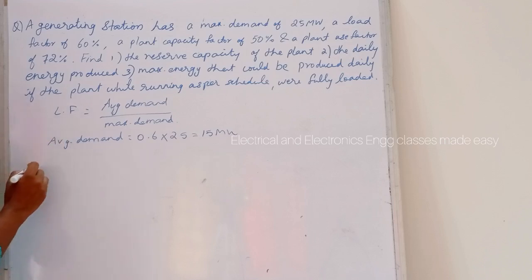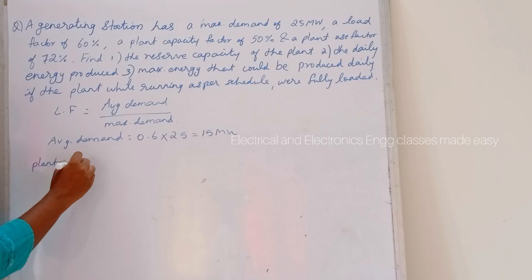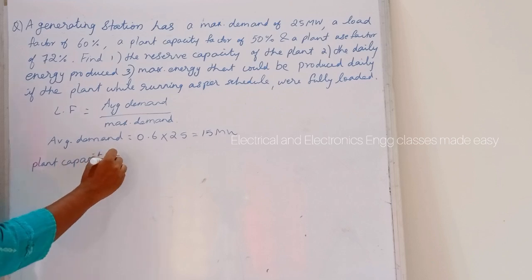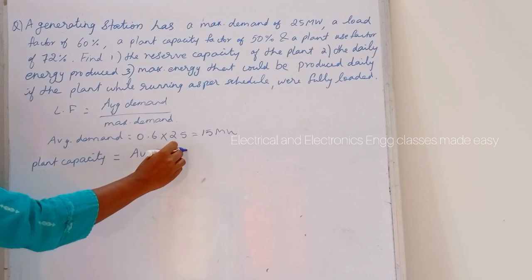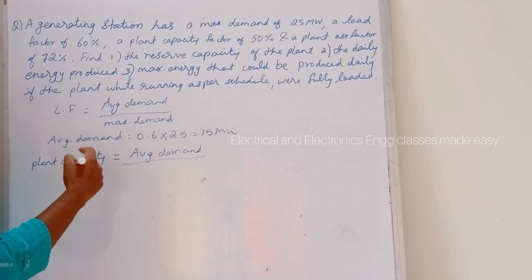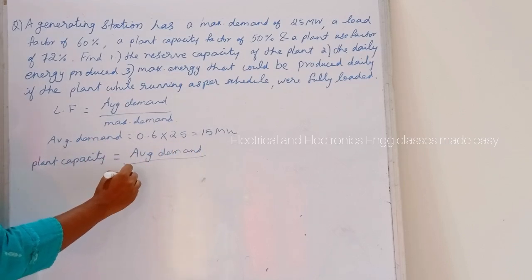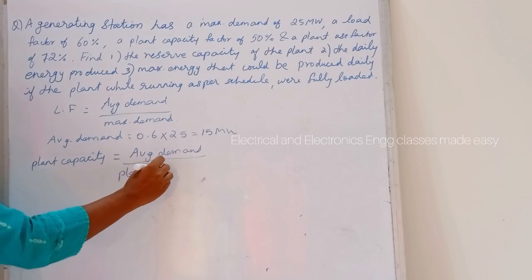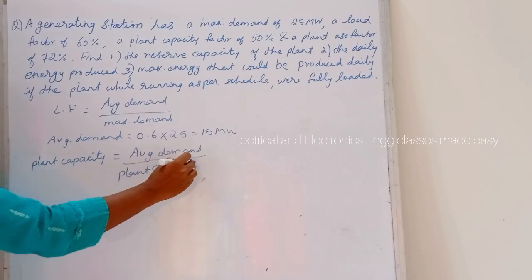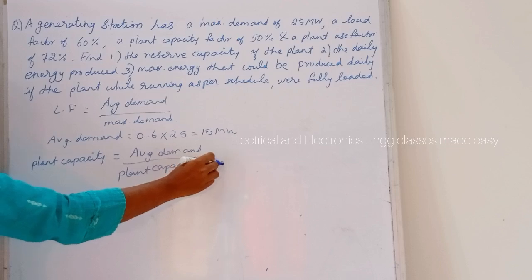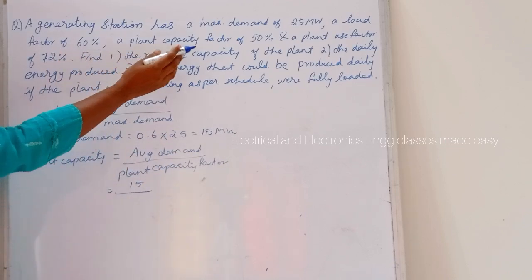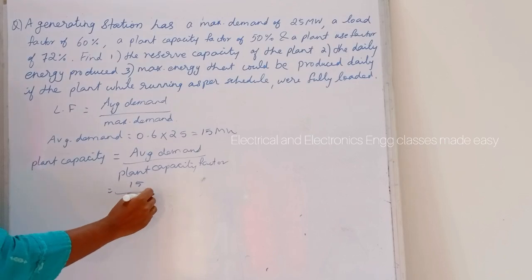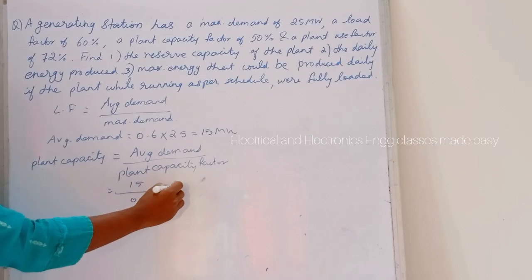Then we can find the plant capacity. Plant capacity is equal to average demand divided by plant capacity factor, that is equal to 15 divided by plant capacity factor, which is given as 0.5. So we get 30 megawatt.